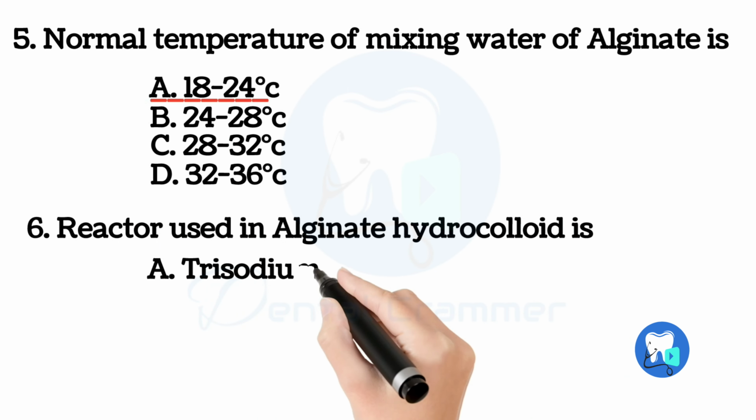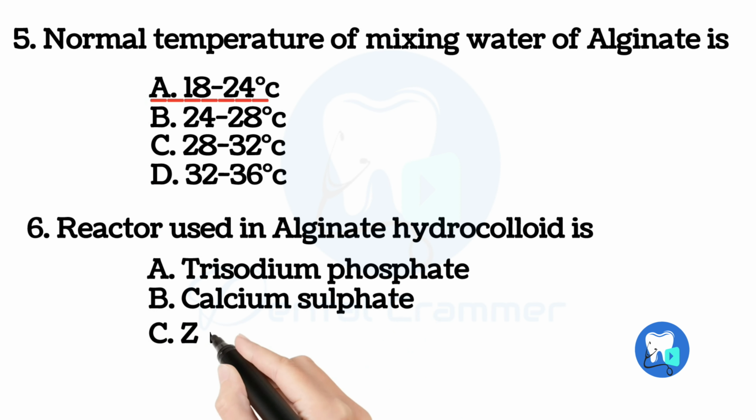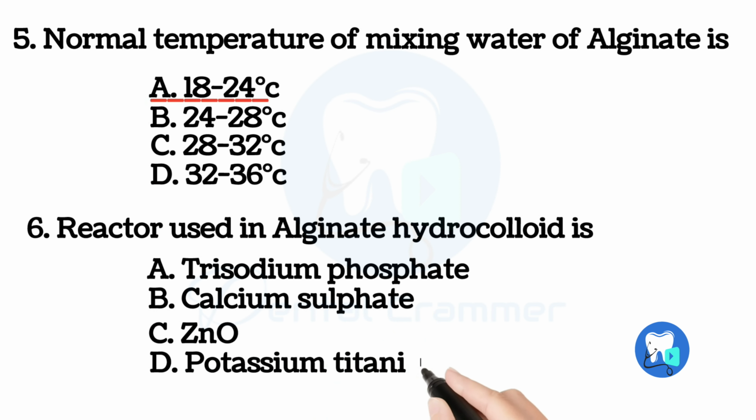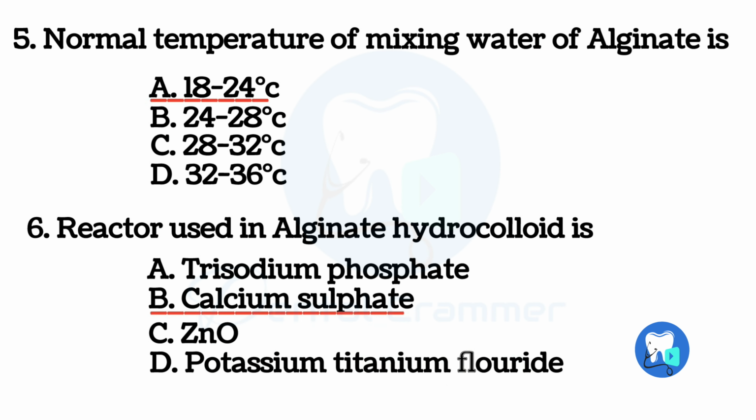Reactor used in alginate hydrocolloid is... So the right answer is calcium sulfate, as calcium sulfate provides calcium ions which react with alginate to form calcium alginate.